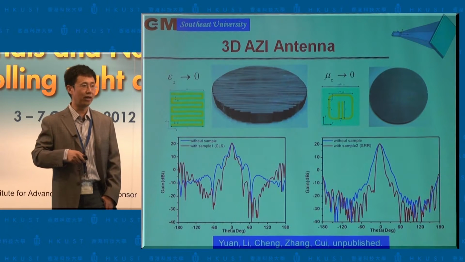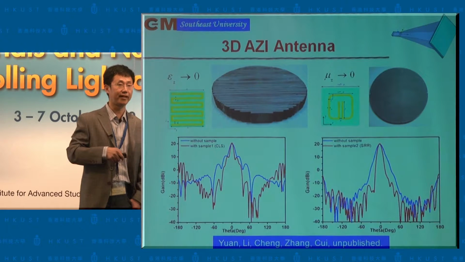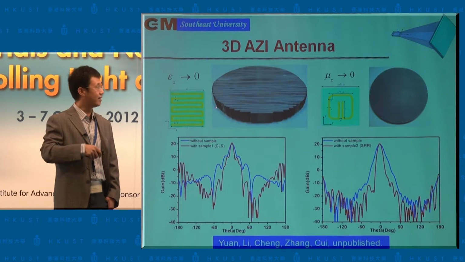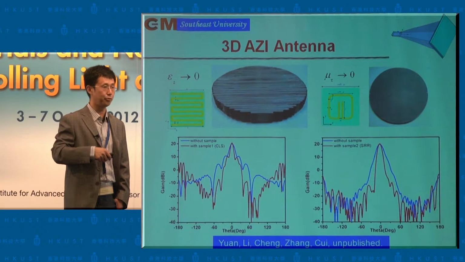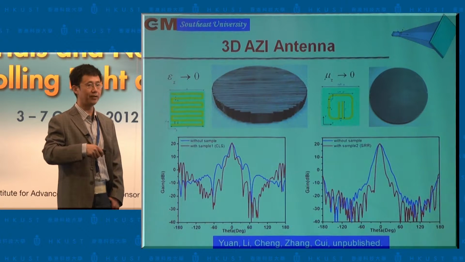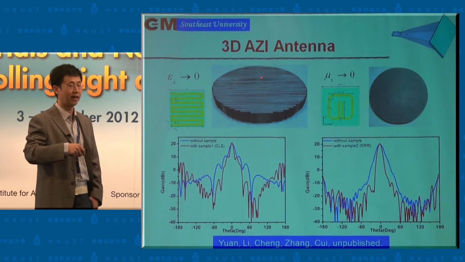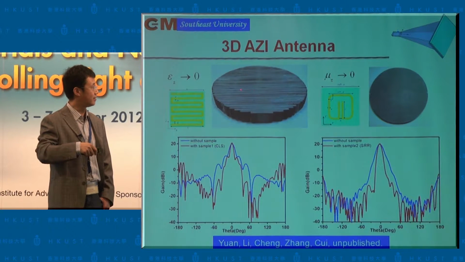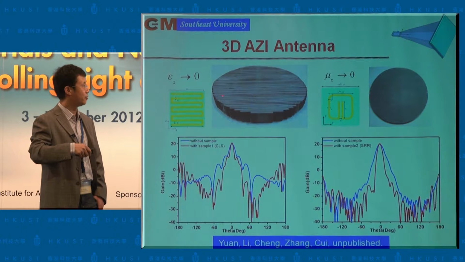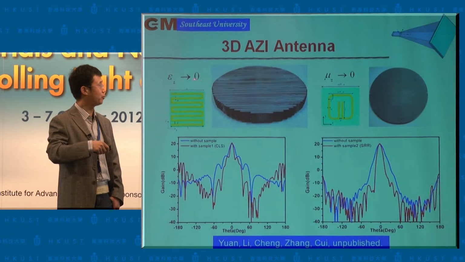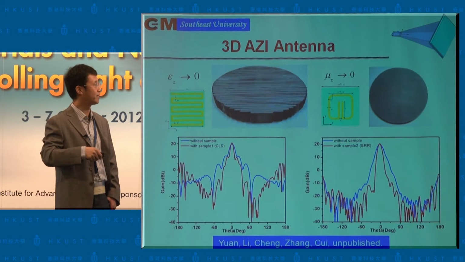But for practical applications, we have to realize the 3D case. So using a similar idea, we decompose the 3D electromagnetic field into the TE and TM modes, and then we can realize a 3-dimensional isotropic zero-index metamaterial disk. The left one is for epsilon z nearly 0. The right one is for mu z nearly 0.